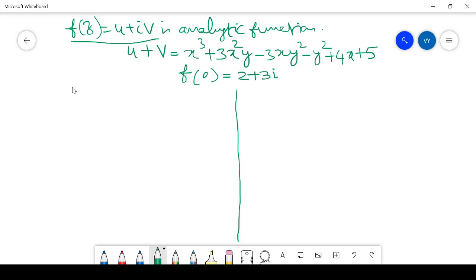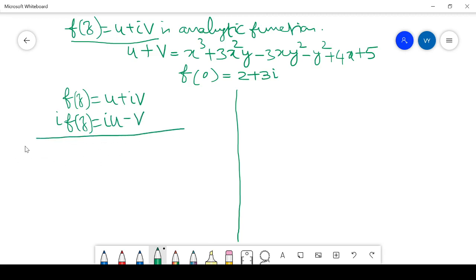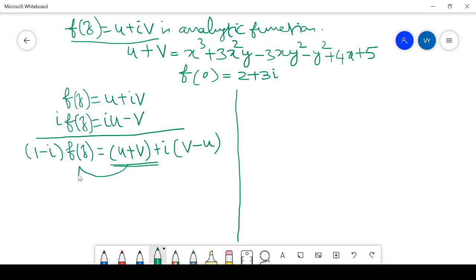Okay, so now as in the previous case, what we will do is I'll write f of z is u plus iv. What is i f of z? i f of z will be iu minus v. Now when I subtract these two, 1 minus i into f of z, this will be u plus v plus i into v minus u. Okay, you can see that this u plus v is the real part of the function 1 minus i into f of z.